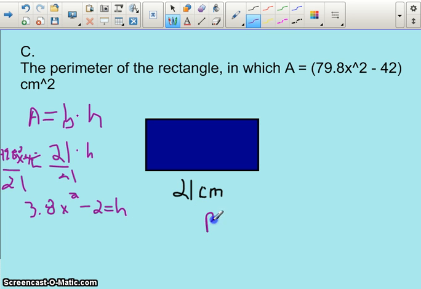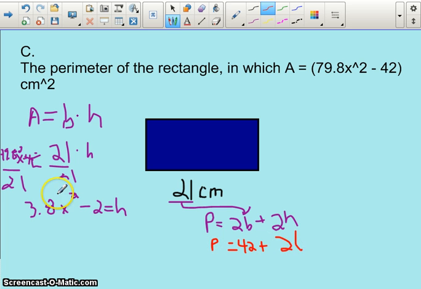So now I'm going to say the perimeter of a rectangle is equal to 2 times the base plus 2 times the height. Well, I know that the base is 21, so I'm just going to plug that in right there. So that's going to end up to be 42. And then I've got plus 2 times the h, which is what I have sitting right over here, which is 3.8x squared minus 2. Now all we have to do is a little bit of simplifying here.